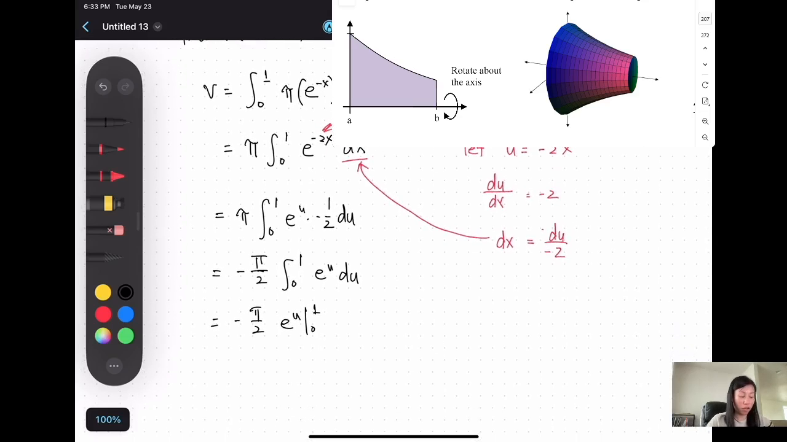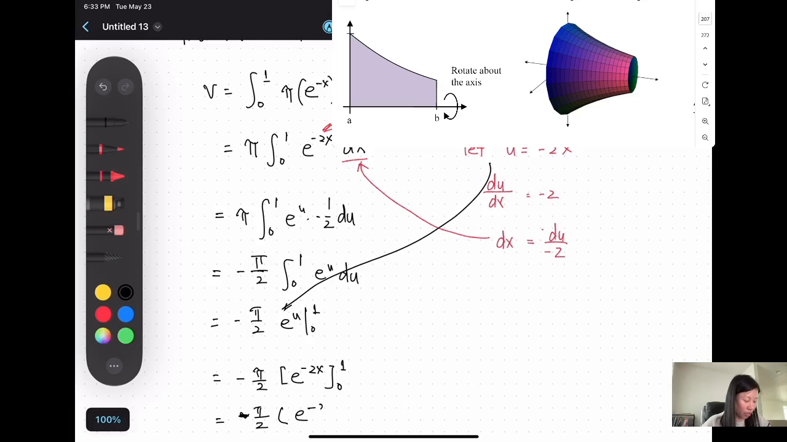Now I need to substitute u equals negative 2x back to calculate the volume. So I have e to the negative 2x from 0 to 1. Then you can put it in a calculator to calculate that for you. So I have negative pi over 2 times e to the negative 2 minus e to the 0.